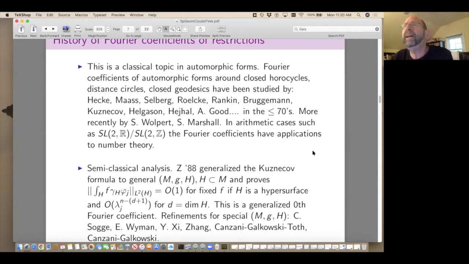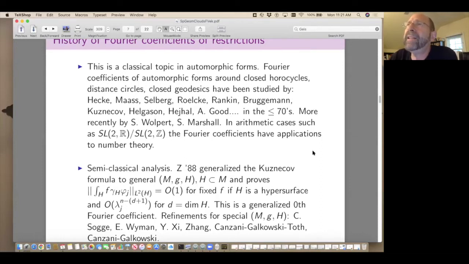trace formulae is that Selberg's formula is, of course, giving you direct relations between eigenvalues of the Laplacian and conjugacy classes of the fundamental group, but it's quite complicated if you have finite volume but non-compact manifolds due to the role of Eisenstein series.